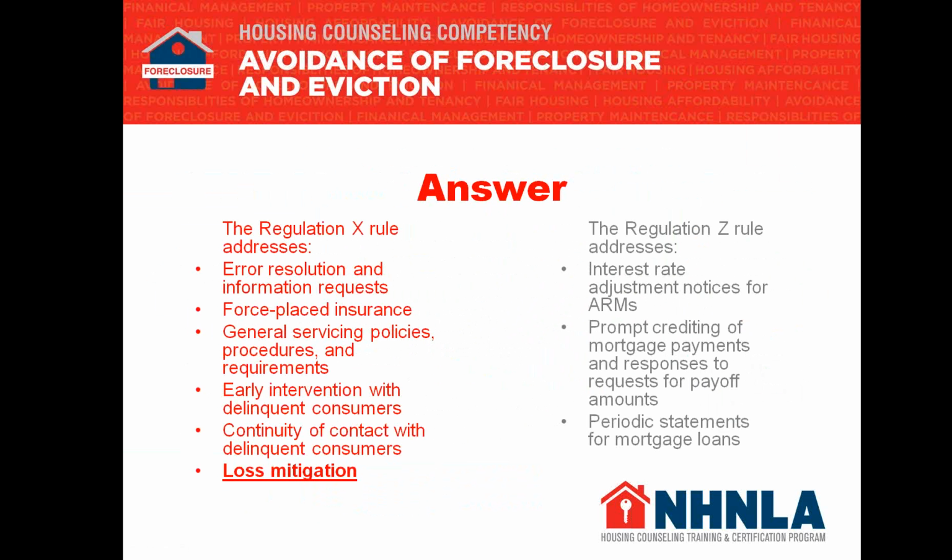Now, Reg Z addresses the following: interest rate adjustment notices for ARMs. It addresses the prompt crediting of mortgage payments and responses to requests for payoff amounts. And it addresses periodic statements for mortgage loans. So the rules apply to almost all servicers, with the exception of small servicers, which are 5,000 loans or less. They're exempt from some of the rules, not all of them. CFPB sets the minimum standards for the industry to follow, and they enforce them as well.